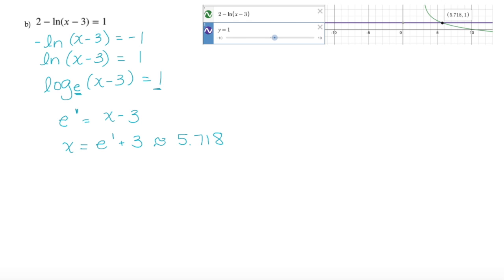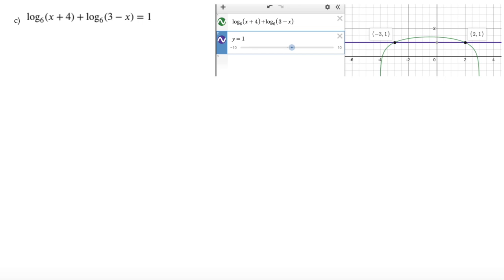Utilizing the intersect method, notice I have the left-hand side of my graph and the right-hand side, and identifying where they intersect one another. The exact form is e plus 3, and the approximation is 5.718. So be careful how MyOpenMath is wanting you to write the results.